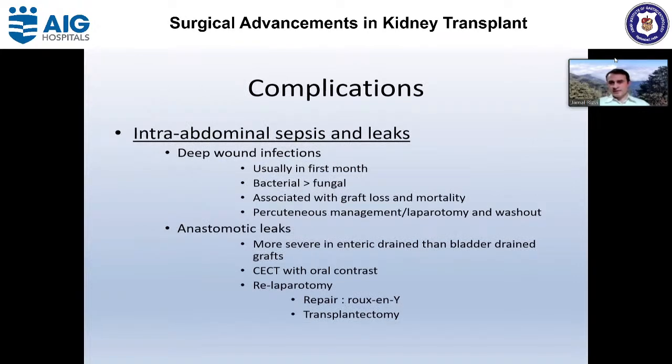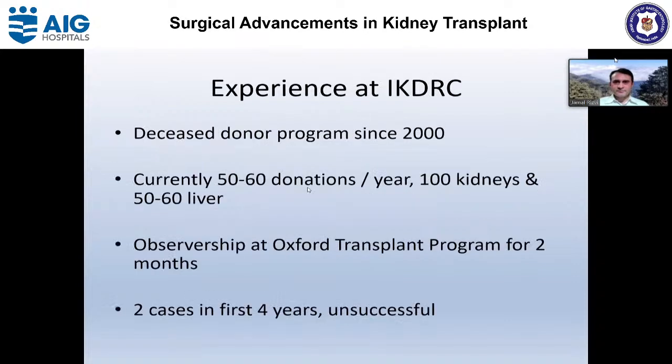Deep wound infections can occur in the first month. They may be due to necrotic fat on the surface of the allograft, and they can often be managed with laparotomies and washouts, sometimes necrosectomies, but can be associated with graft loss and mortality. And a devastating complication could be an anastomotic leak, especially when there's a bowel-to-bowel anastomosis. Re-laparotomy can salvage the situation, or sometimes transplantectomy will be required.